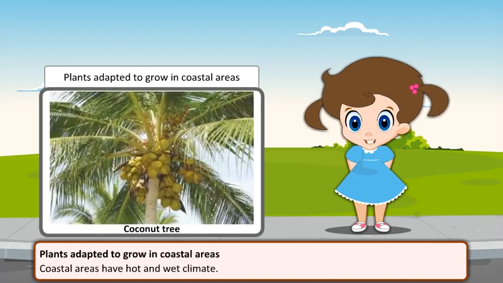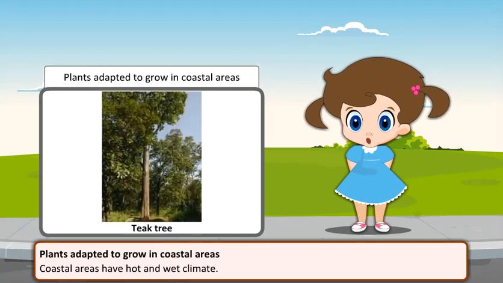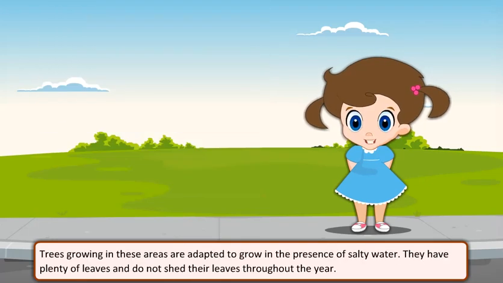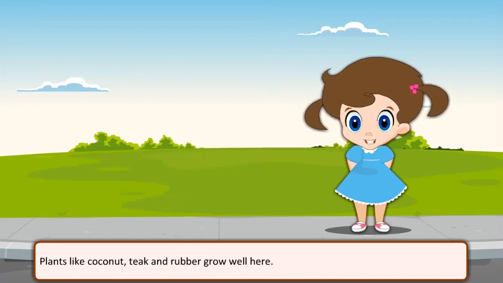Plants adapted to grow in coastal areas. Coastal areas have hot and wet climate. Trees growing in these areas are adapted to grow in the presence of salty water. They have plenty of leaves and do not shed their leaves throughout the year. Plants like coconut, teak, and rubber grow well here.